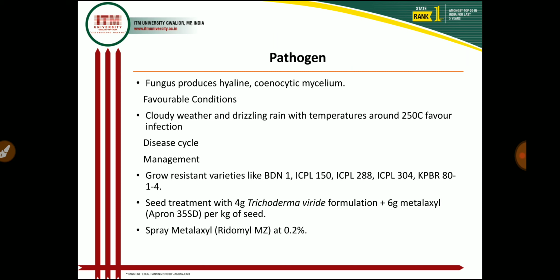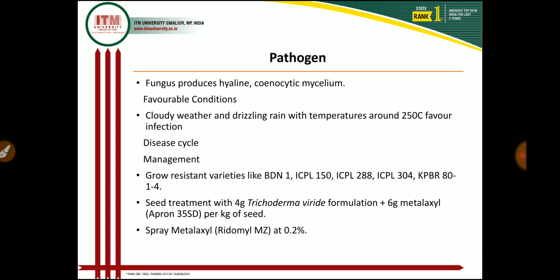Then in the management part, we should avoid sowing red gram in fields with low-lying patches that are prone to waterlogging, and adjust the sowing time so that crop growth does not coincide with heavy rainfall, and grow resistant varieties like BDN 1, ICPL 150, ICPL 288, ICPL 304, KPBR 8014. So these are the resistant varieties. If we grow these varieties, then Phytophthora blight disease does not occur in the pigeon pea crop.